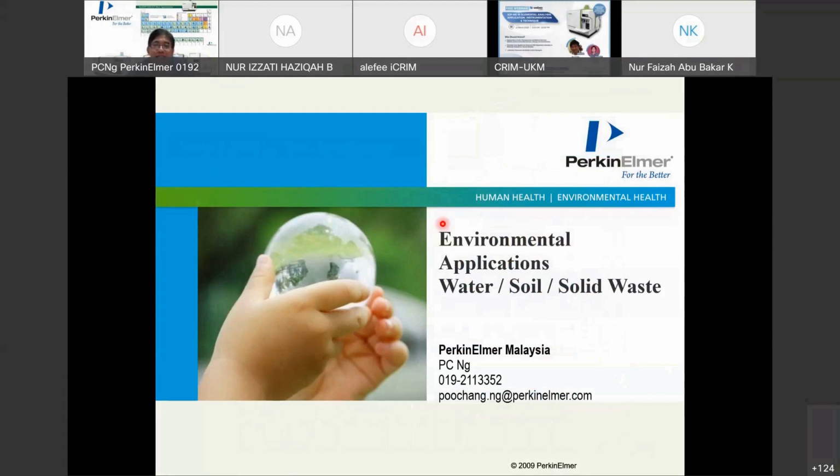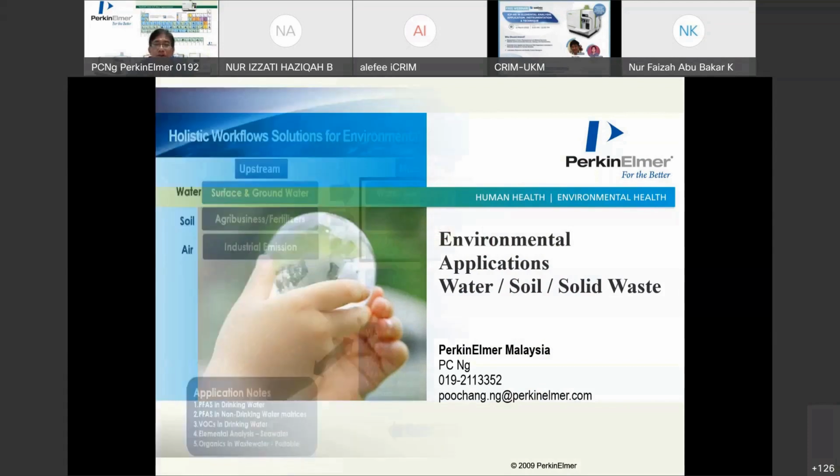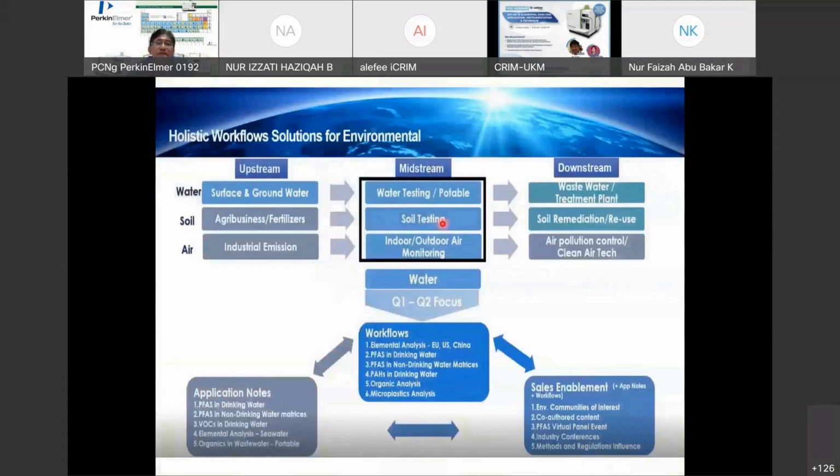Okay. So we start for today, the first topic will be environmental application: soil, water, solid waste, and so on. For the environmental application, we look at, let's say, water, soil, or air. Air monitoring will be on GC, MS, space, ATD, something like that. And for Perkin Elmer, atomic spectrum will be on water and soil.